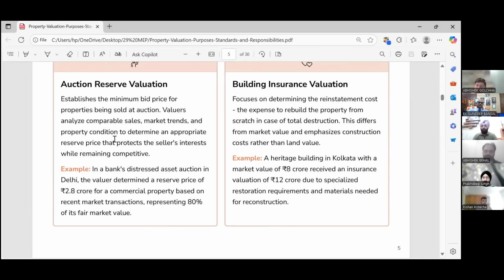No, no, insurance, sir. What is written here? It is only building value.